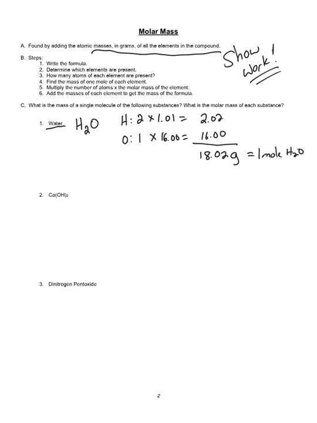So if I have 6.02 times 10 to the 23rd molecules of water, that would have a weight of 18.02 grams. That is the molar mass of water. And it's something that very quickly you're going to memorize because you're going to see it so often.